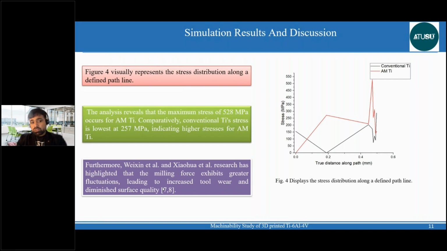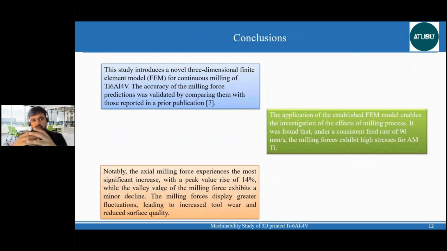It is also shown by these two authors, Vixen and Zioa et al., whose research highlighted the same parameters while comparing the results. Further, there is one direction for how we can carry forward with the same parameters: changing the stresses, the cutting speed, and the depth of cut. But as of now, the additively manufactured material exhibits a higher stress value compared to the conventional one.